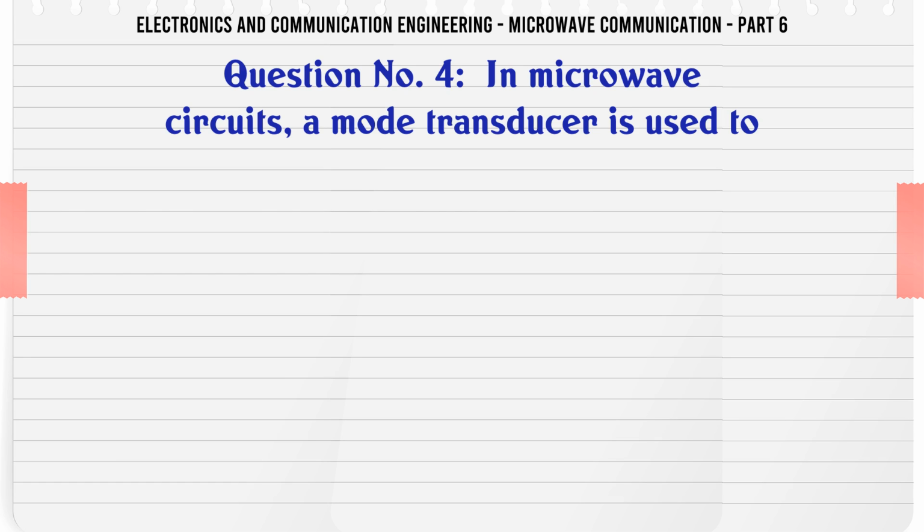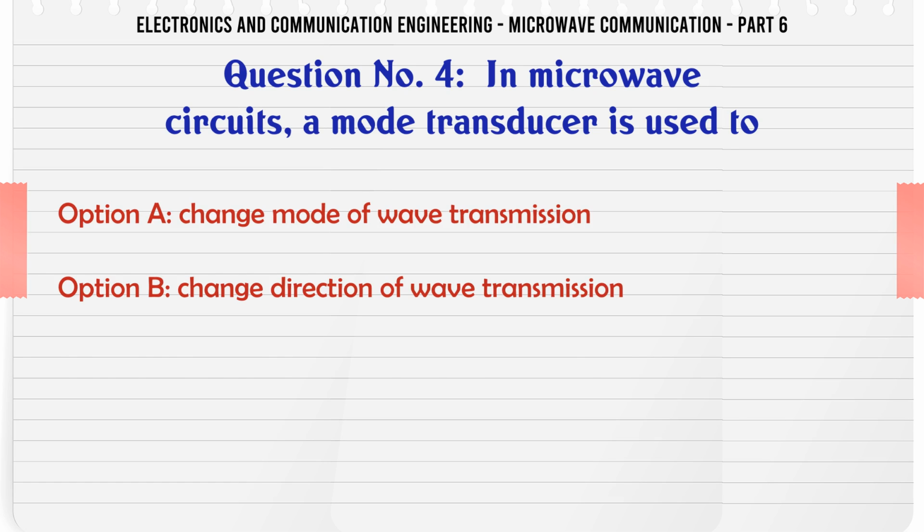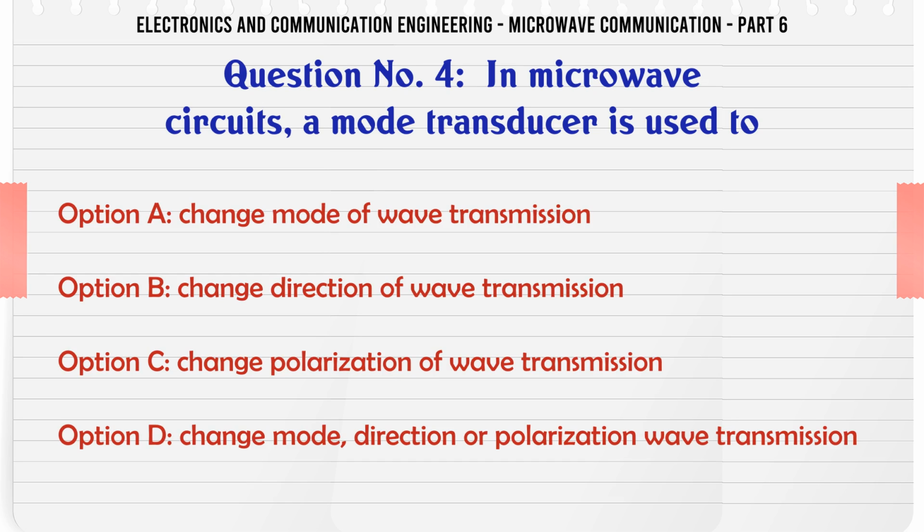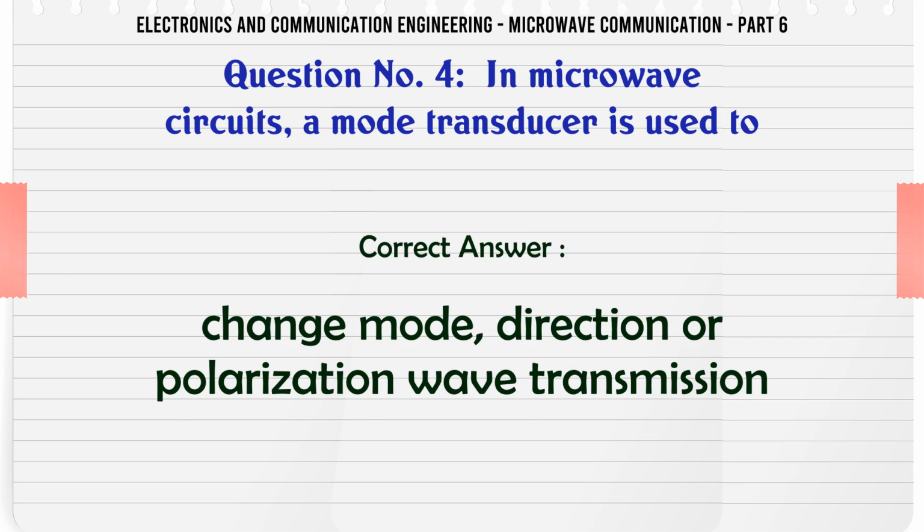In microwave circuits, a mode transducer is used to A. Change mode of wave transmission. B. Change direction of wave transmission. C. Change polarization of wave transmission. D. Change mode, direction or polarization of wave transmission. The correct answer is change mode, direction or polarization of wave transmission.